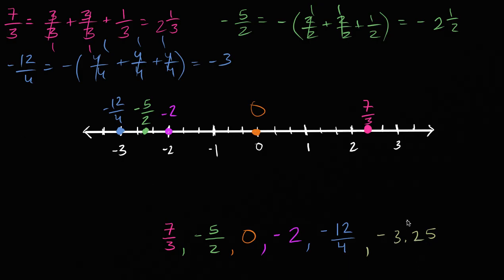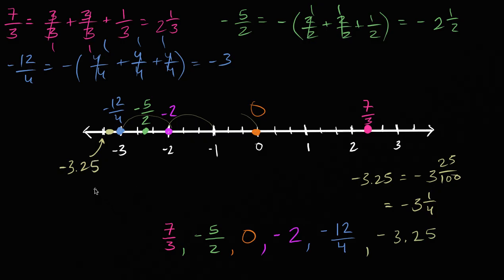-3.25. So you could view this as the same thing as -3 25/100. And 25/100 is the same thing as 1/4. 25 is 1/4 of 100. So this is the same thing as -3 and 1/4. So let's see, let's go -1, -2, -3. And then we have to go a fourth. And we're not going to be able to do it super precisely, but it's going to be less than a third. So it's going to be right over there. So that right over there is -3.25.